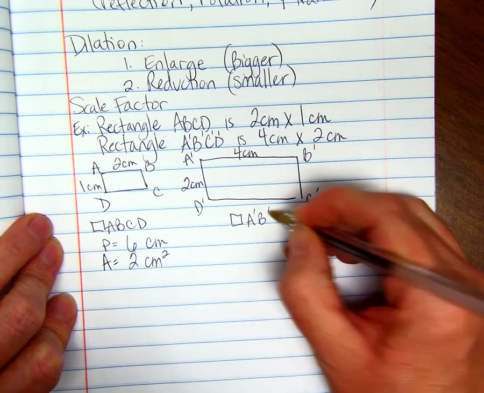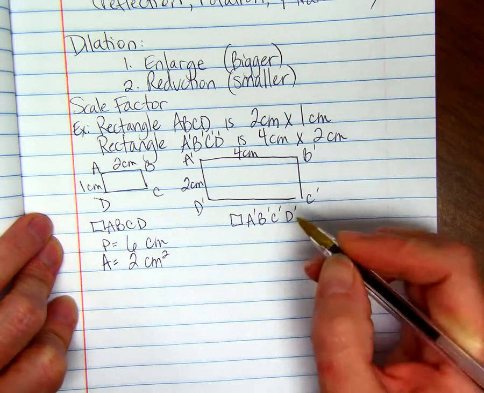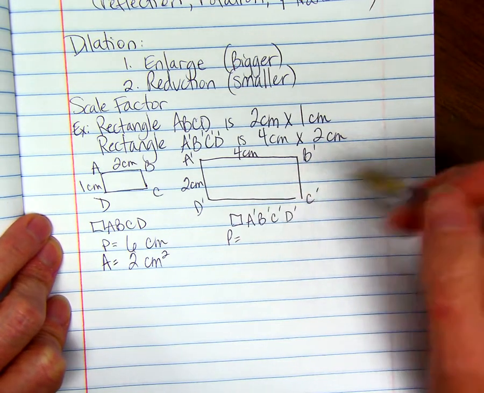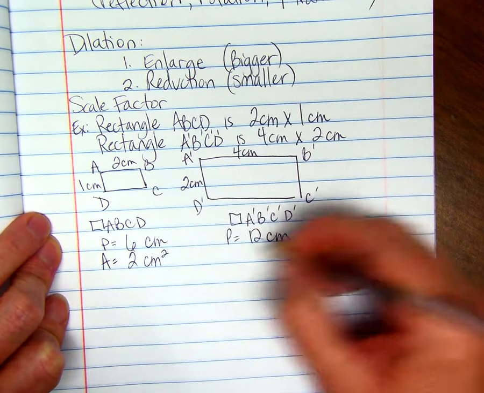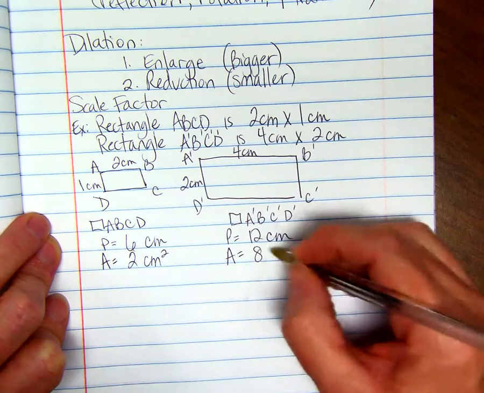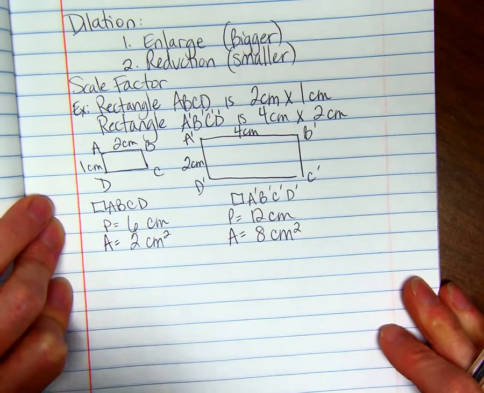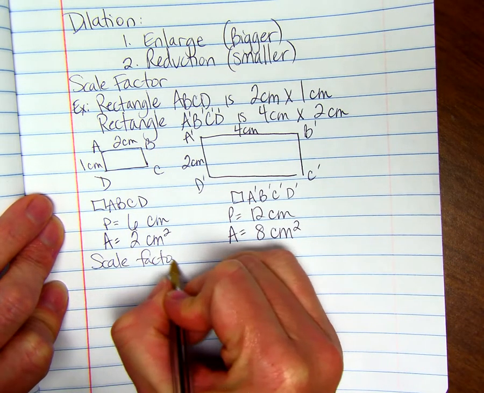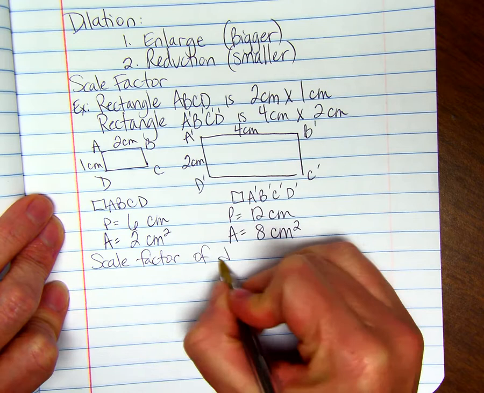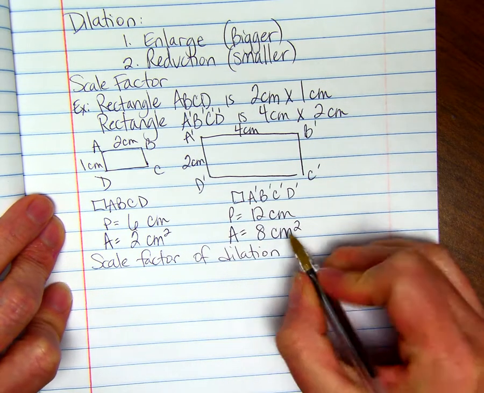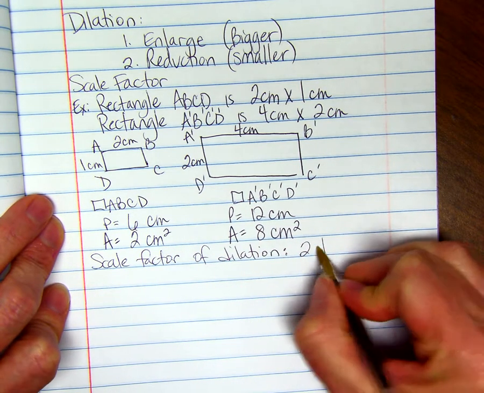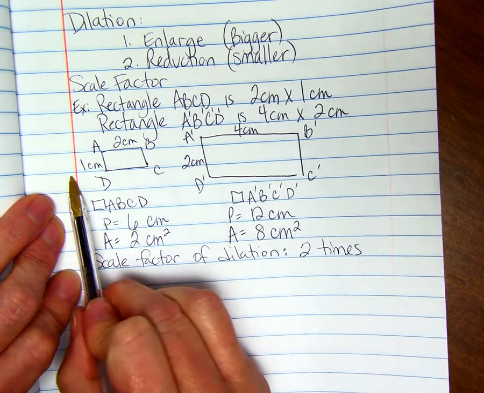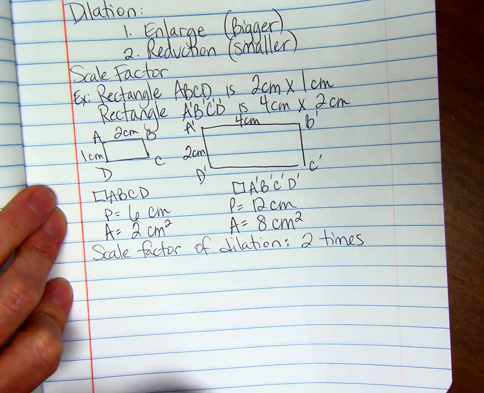If we look at rectangle A prime, B prime, C prime, D prime, the perimeter will be 4 plus 2 plus 4 plus 2, which is 12 centimeters, and the area will be 4 times 2, 8 centimeters squared. So if you notice the scale factor, in this case, of dilation is 2 times. So the scale factor, we went from 2 to 4 and from 1 to 2. We had to multiply each side by 2.